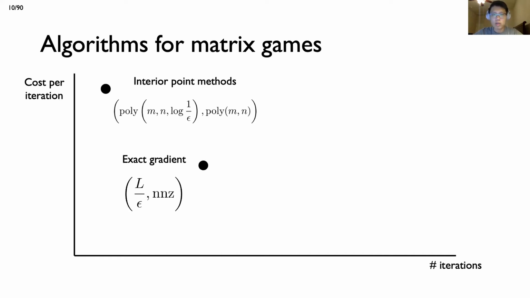For the rest of the talk, we focus on the large-scale regime, where we are willing to tolerate an iteration complexity polynomial in the inverse accuracy to save on the cost of each iteration. The first type of method offering this trade-off is known as exact gradient methods. These are first order methods based on querying gradient information, which amounts to a matrix vector multiplication. This costs nnz per iteration, the number of non-zeros of the interaction matrix. The number of iterations is linear in L over epsilon, where L is a Lipschitz constant of the problem.